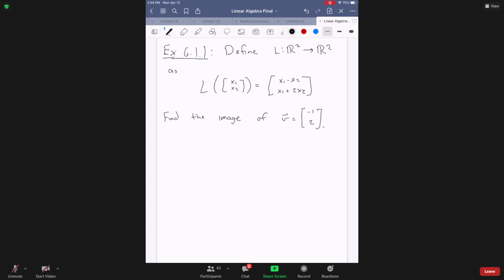How do I find what happens to v under this transformation? Literally just do this. L of -1, 2, and then just plug it in. It'll be -1 minus 2, which is -3, and then it'll be 3. So the image of -1, 2. Basically what happened is this. Here's R2, and here's R2 again.